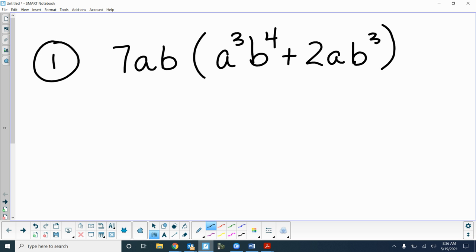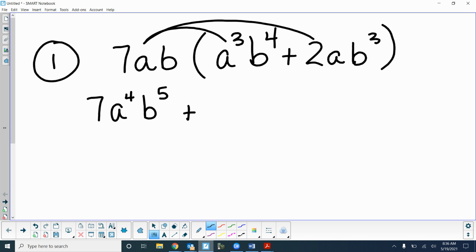Did I copy this right? Okay, so all I'm doing is taking 7 times what's in front of there? 1. What do I do with the exponents? Just add the exponents. So it's 1 plus 3 and 1 plus 4 for the exponents. And then I multiply or distribute there. 7 times 2. So we multiply the coefficients. And again, add the exponents. 1 plus 1 and 1 plus 3.